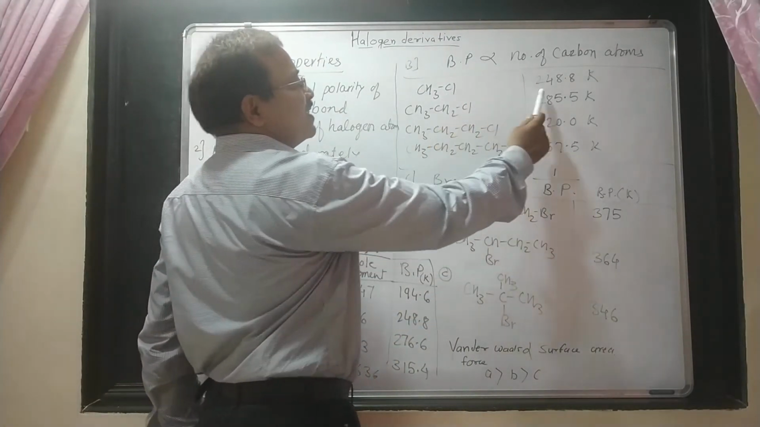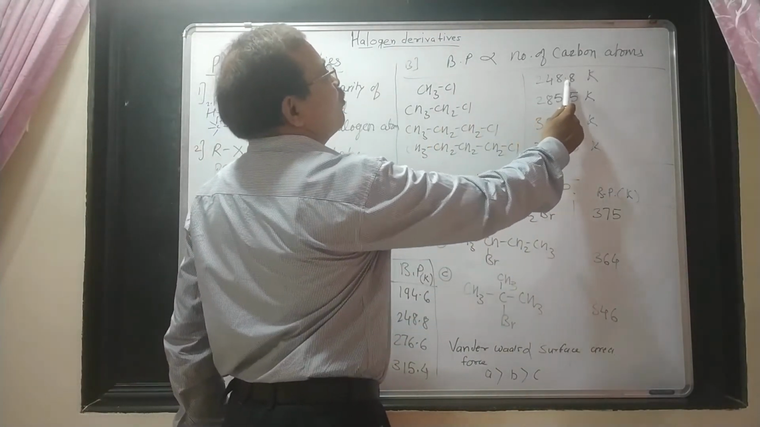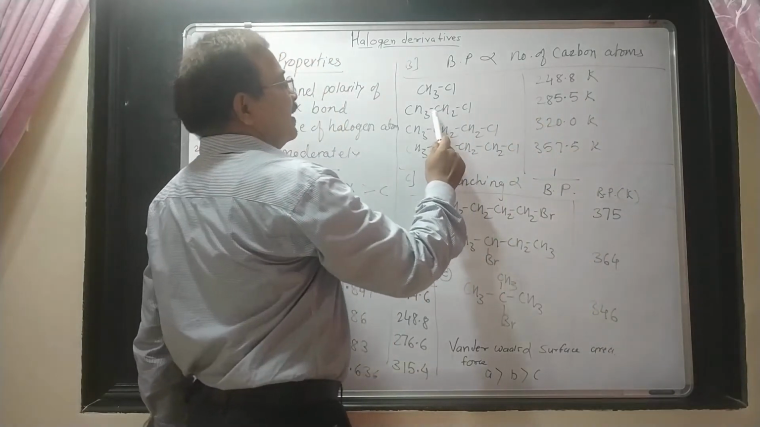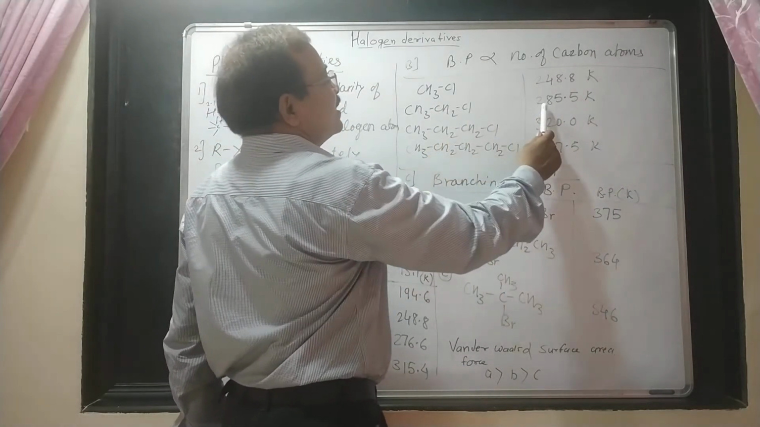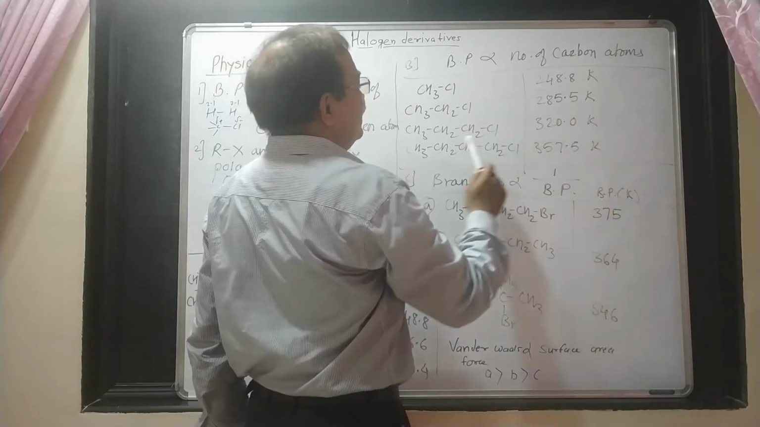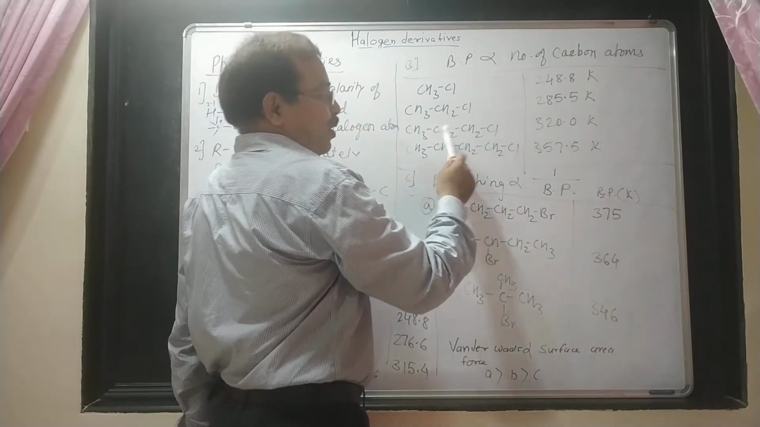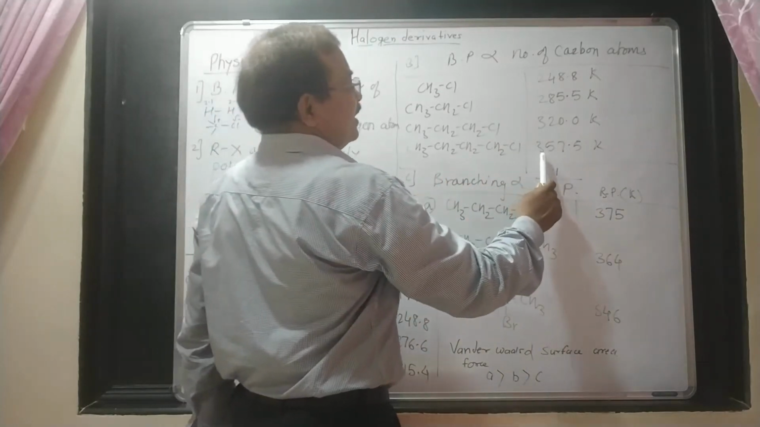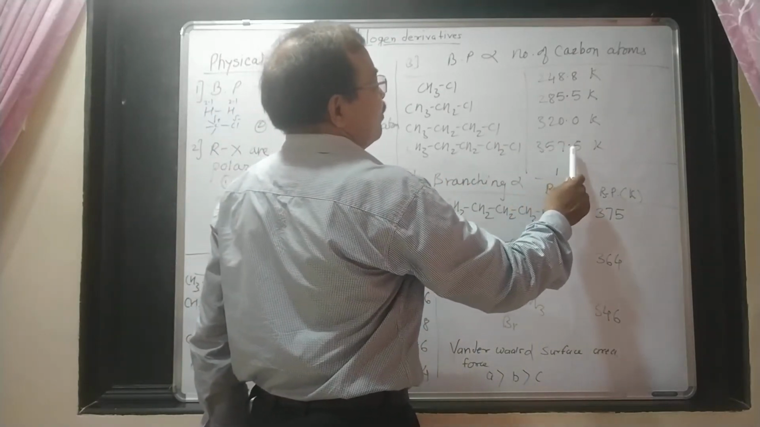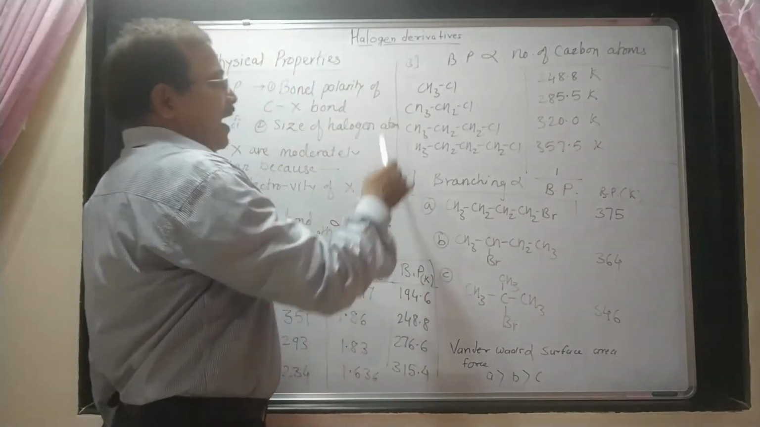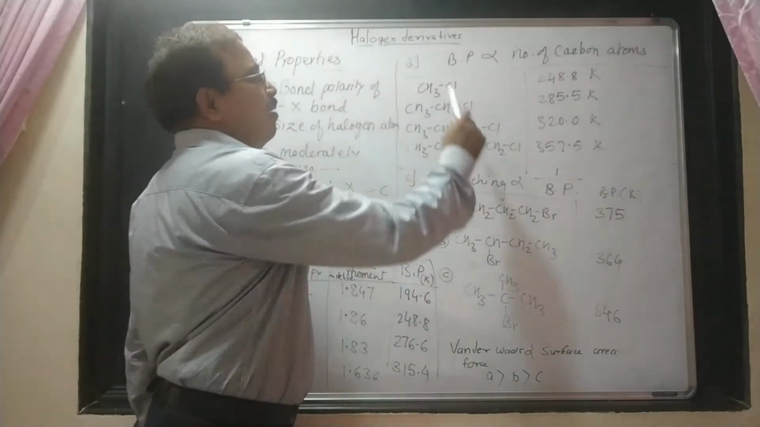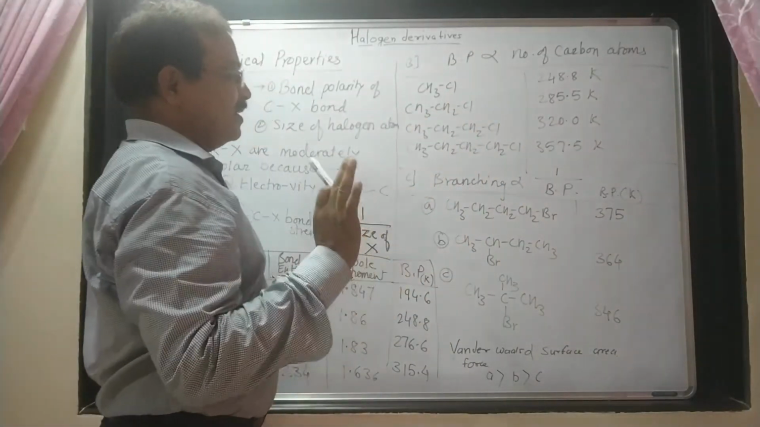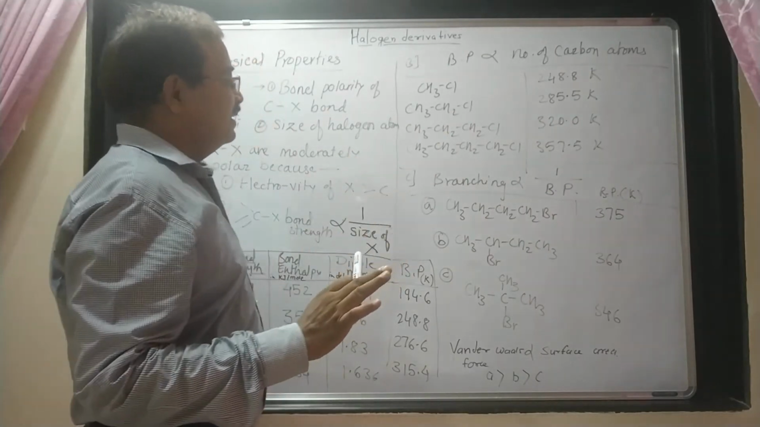In case of CH3Cl, the boiling point is 248.8 Kelvin. In case of ethyl chloride, that is 285.5 Kelvin. In case of N-propyl chloride, that is 320 Kelvin. In case of N-butyl chloride, that is 357.5 Kelvin. Okay, so as molecular weight goes on increasing, the boiling point goes on increasing. That is the second property we have studied now.